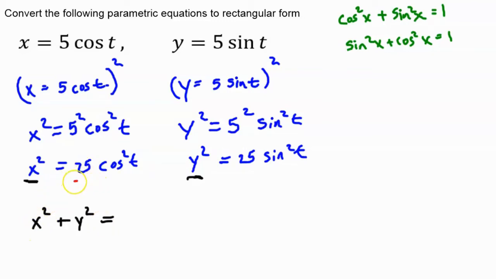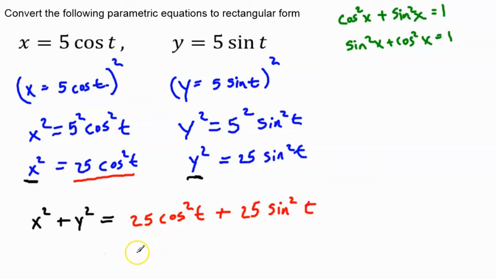So we're going to take that 25 cosine squared, and we're going to write that in because that was the same as our x squared. And we're going to take the other side too. The y squared, remember, was the same as 25 sine squared. So we're going to write that in as plus 25 sine squared. We can factor out the 25. So we're going to end up with basically the same as 25 times the quantity of cosine squared, if we factor it out, plus sine squared.